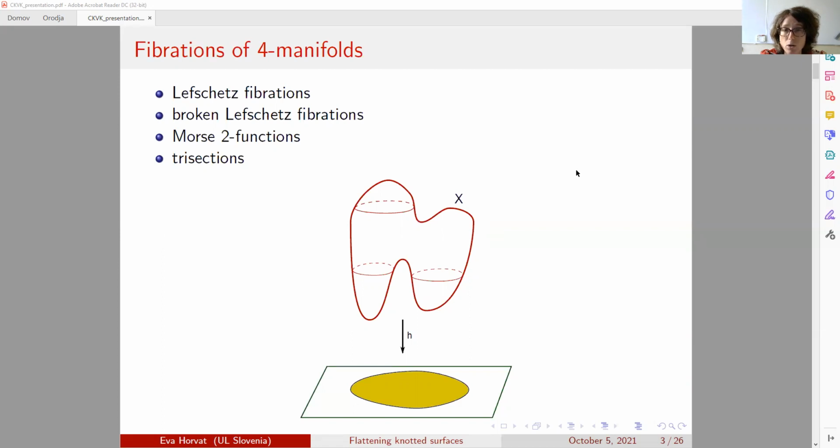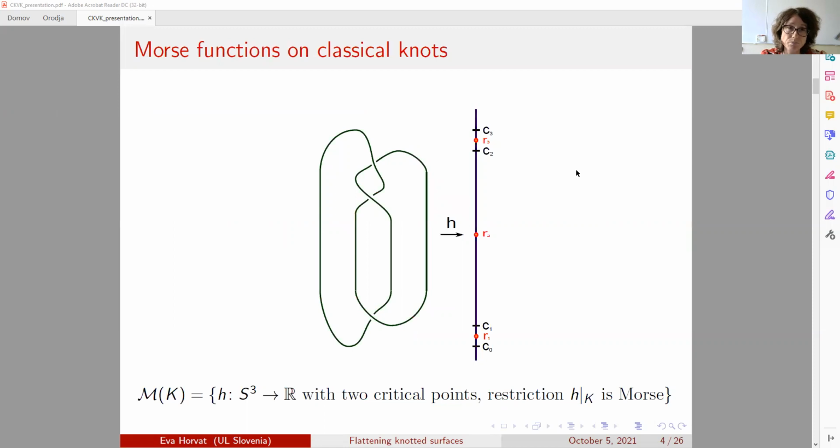So my goal was to observe and describe embedded surfaces inside a four manifold using two-dimensional projections. The original construction comes from the Morse functions on classical knots. So the setting is the following.